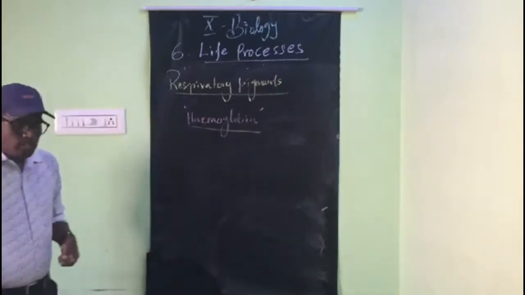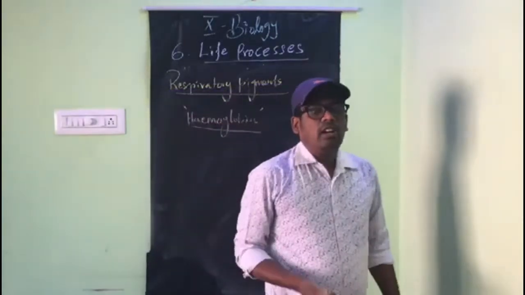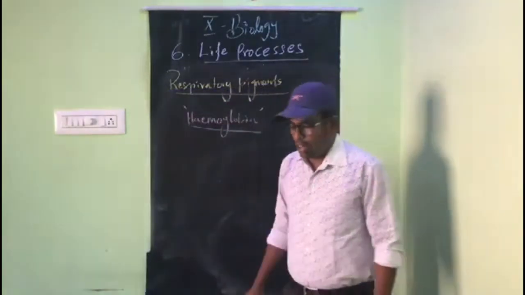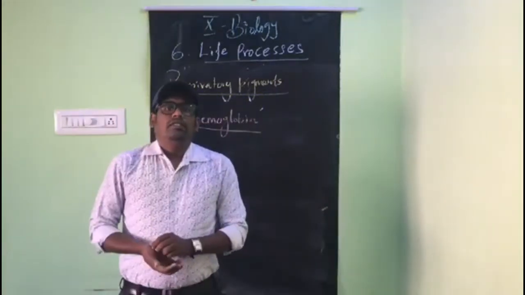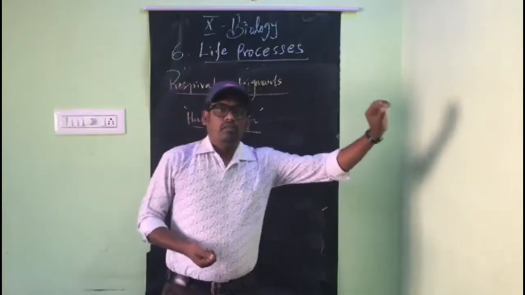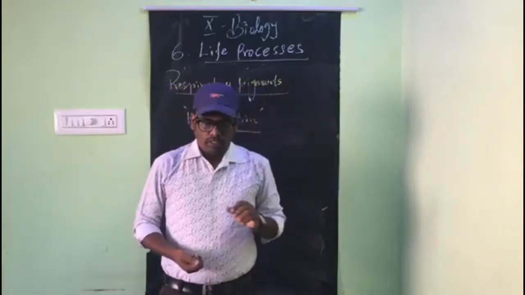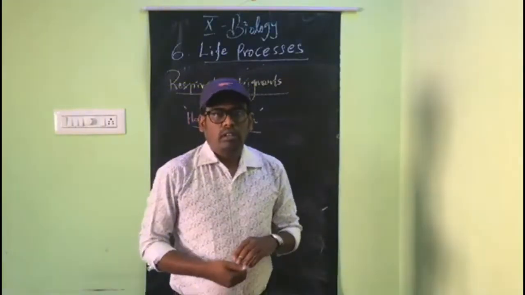So what is the role of hemoglobin? We cannot give assurance. Always through the diffusion process, oxygen will reach all the parts of the body. Again, kindly observe.